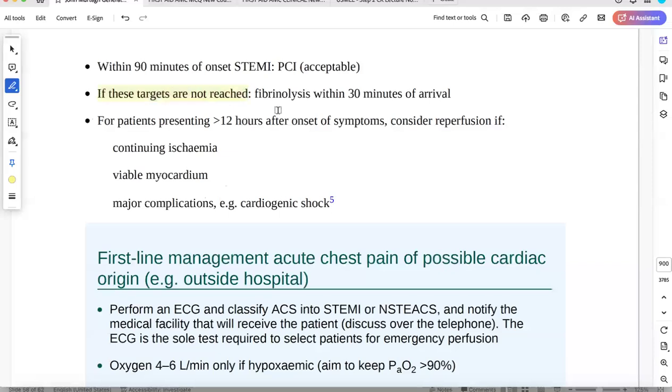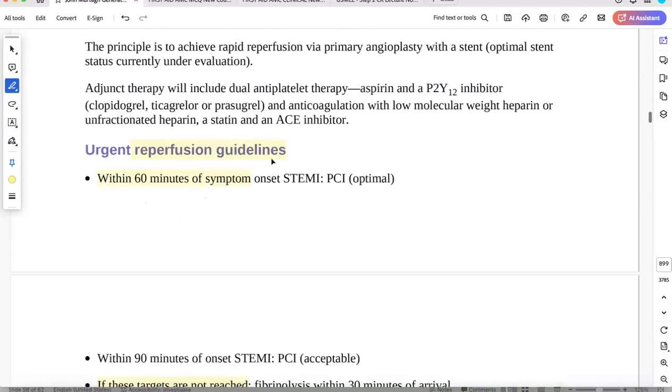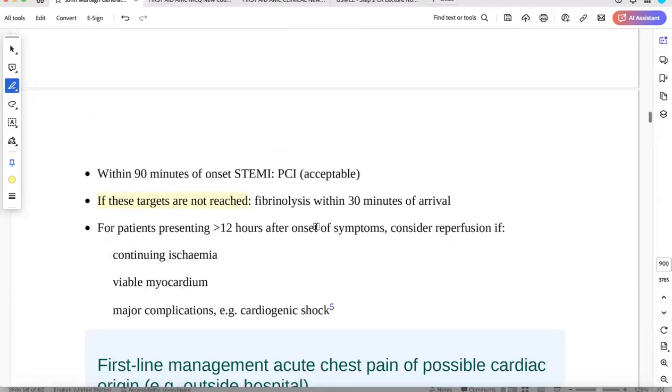If these targets are not reached, now in here, John Murtagh has made a bit of confusion by saying symptom onset, but it is actually not the symptom onset, because there will be a lot of patients who can't actually come to the hospital within an hour of chest pain. That doesn't mean that you would not take the patient to the catheter lab. Okay, so it is actually not symptom onset, but the 60 minutes is mainly when the patient enters your hospital. Okay, so please don't get confused by this line.